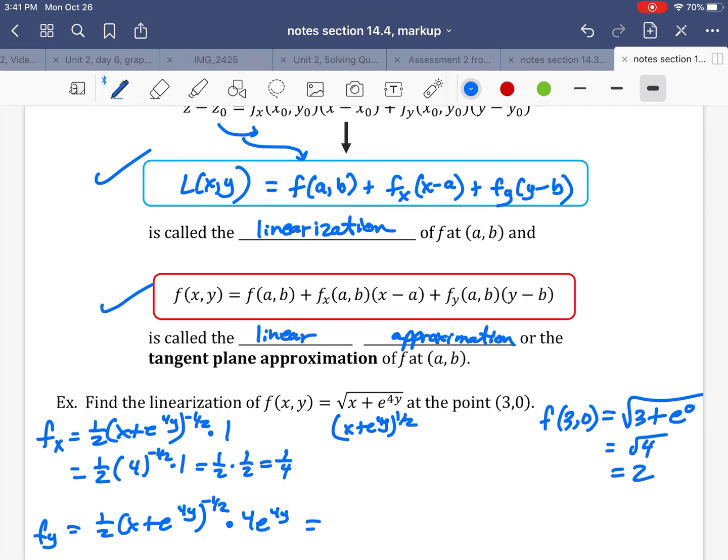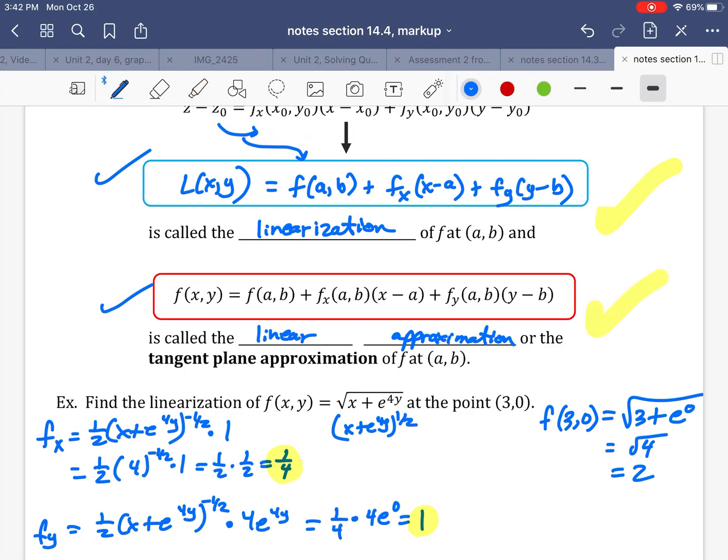All right, so when I evaluate the next one at 3, 0, notice that I basically have the same thing right here, the same thing that I just evaluated. So I'm just going to go ahead and use my last answer and put 1/4, times 4 e to the 4y. Well, y is 0, remember, so e to the 0. So basically I'm getting 1/4 times 4, and so I get 1. All right, so these values are going to be used for my fx and fy when I do my linearization up in these problems up here. Basically, they're pretty much the same.